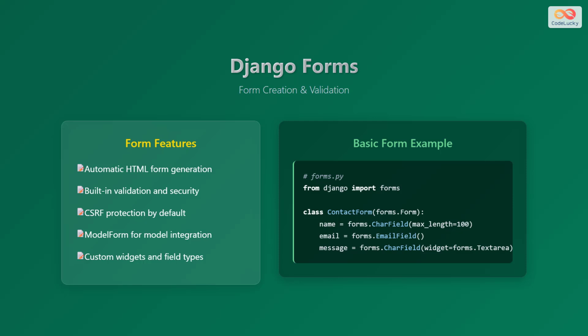Django Forms handle common security concerns automatically, including CSRF token generation and validation. In our contact form example, we define fields for name, email, and message. The CharField specifies maximum length constraints. EmailField provides automatic email format validation, and the Textarea widget creates a multi-line text input. This declarative approach makes form handling both secure and maintainable.